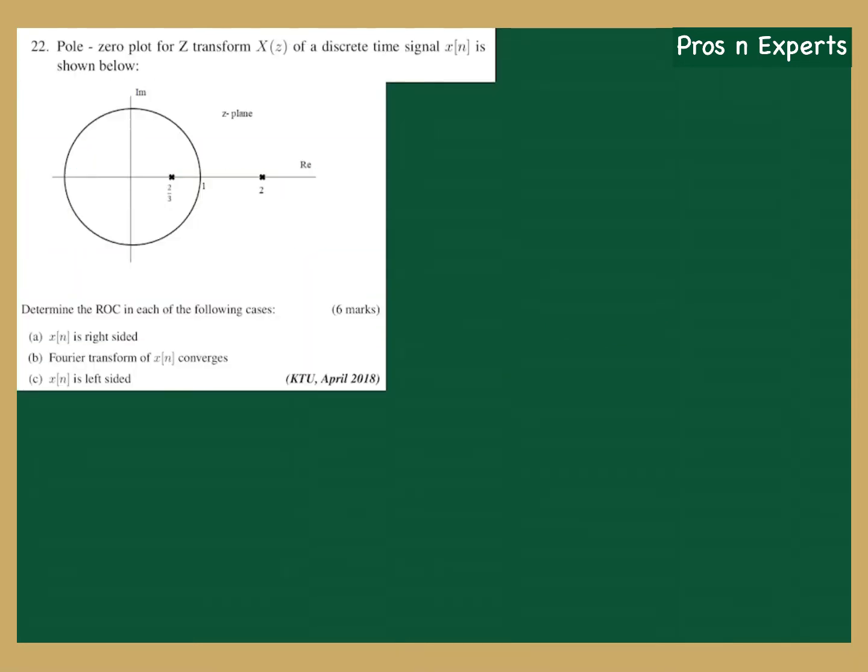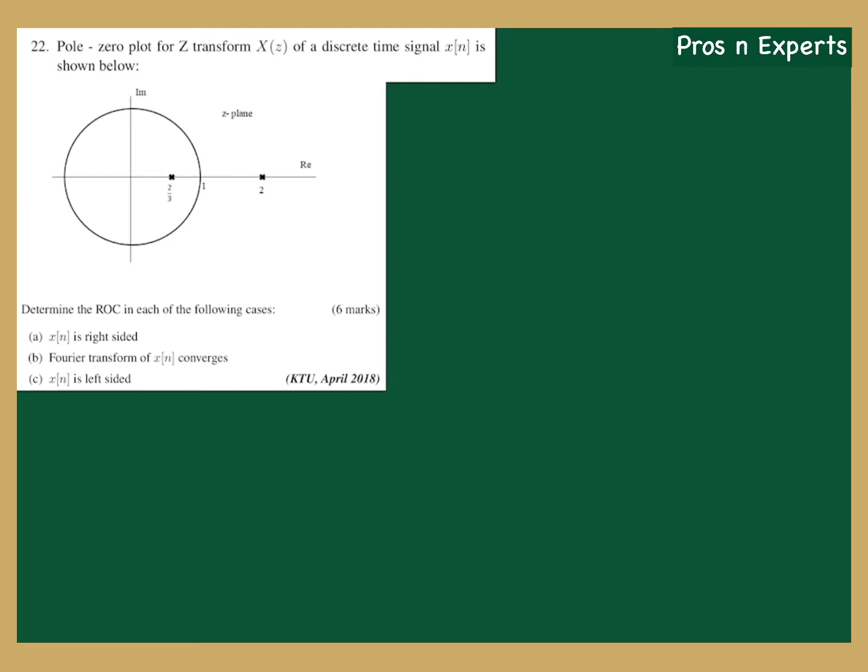And the next question is, the pole-zero plot for the Z transform X of z of a discrete signal x of n is shown below. Determine the ROC in each of the following cases. First one, x of n is right-sided. Second one, the Fourier transform of x of n converges. And third one, x of n is left-sided.